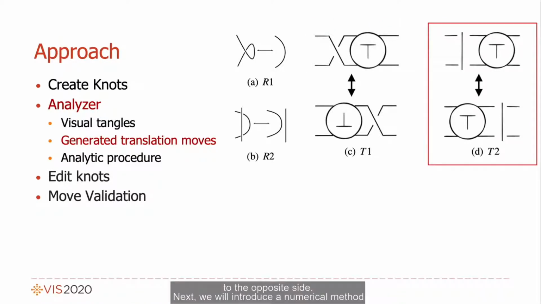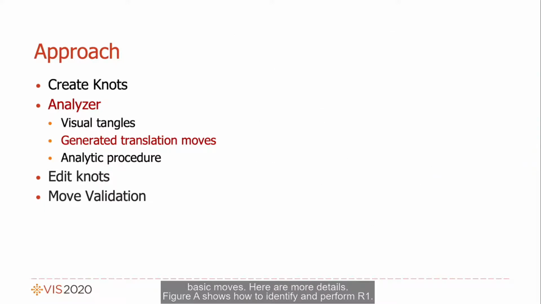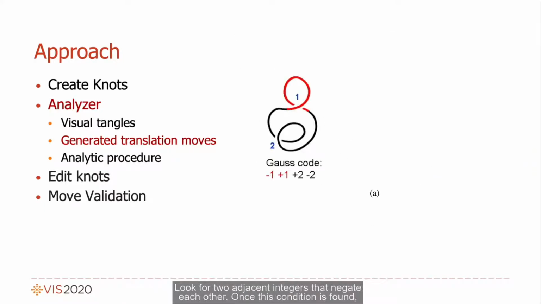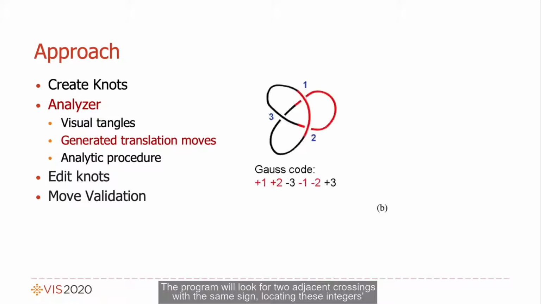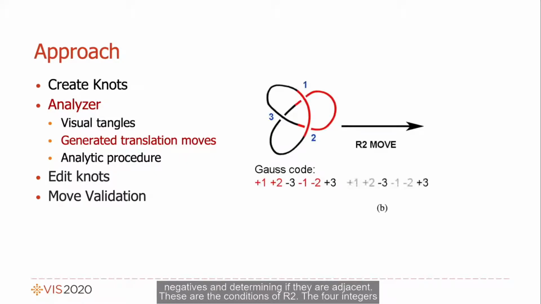Next, we will introduce a numerical method that can read the Gauss code from a knot and know how to untangle it based on the 4 basic moves. Here are more details. Figure A shows how to identify and perform R1. Look for two adjacent integers that negate each other. Once this condition is found, that means we found an R1. Remove these numbers when performing R1. The program will look for two adjacent crossings with the same sign, locating these integers' negatives, and determine if they are adjacent. These are the conditions of R2. The 4 integers will be removed after R2 is performed.